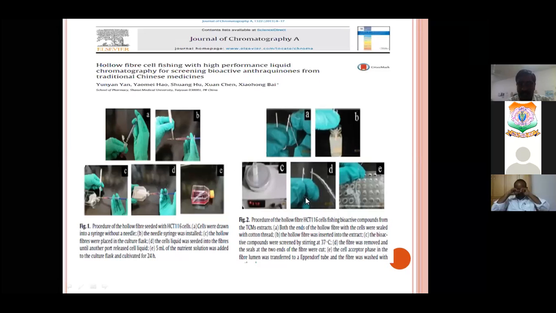This is called a U-tube. They are going to place it into a culture in order to observe the plant active constituent in the fiber cell. Now you can see one more diagram that may be difficult for you to understand.